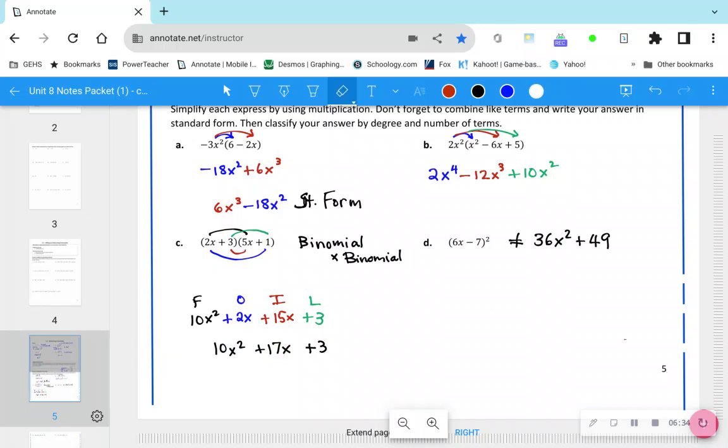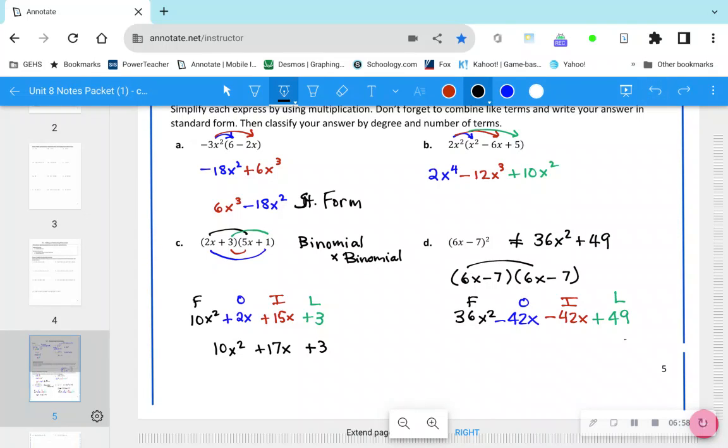The correct way to interpret this is to think of the squaring as multiplying by itself. So you can see I wrote the 6x minus 7 times itself, and then you have to FOIL that out. So let me show you where the color coding comes in. The first one here times the first one over there, we're going to call that first times first, and that's where the 36x squared comes from.